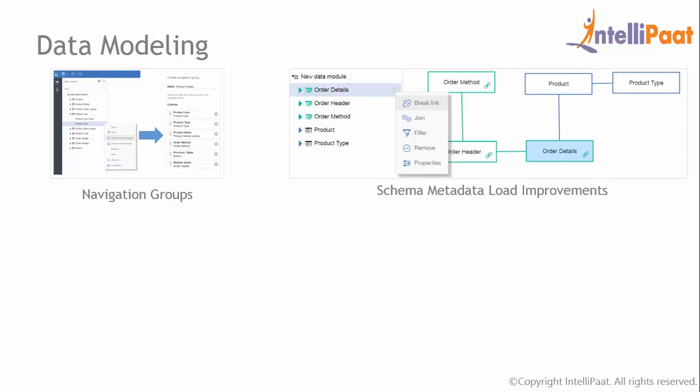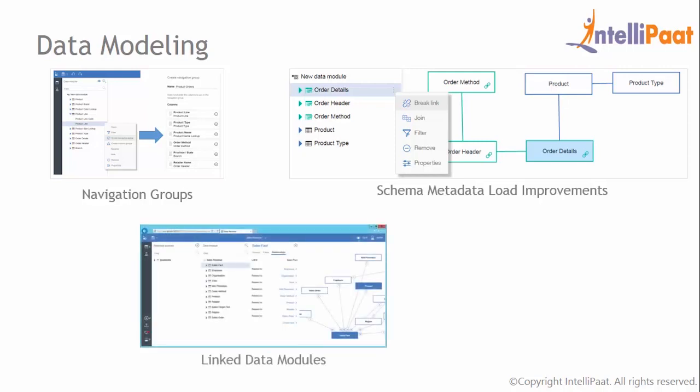Metadata can now be cleared or reread with a click of a button, and schemas can now be excluded by simply unchecking them, so users have greater control over the information made available in the data module. Linked data modules. Data modules can now be used as a data source or a reference to another data module, meaning no more redefining the same KPI calculations.